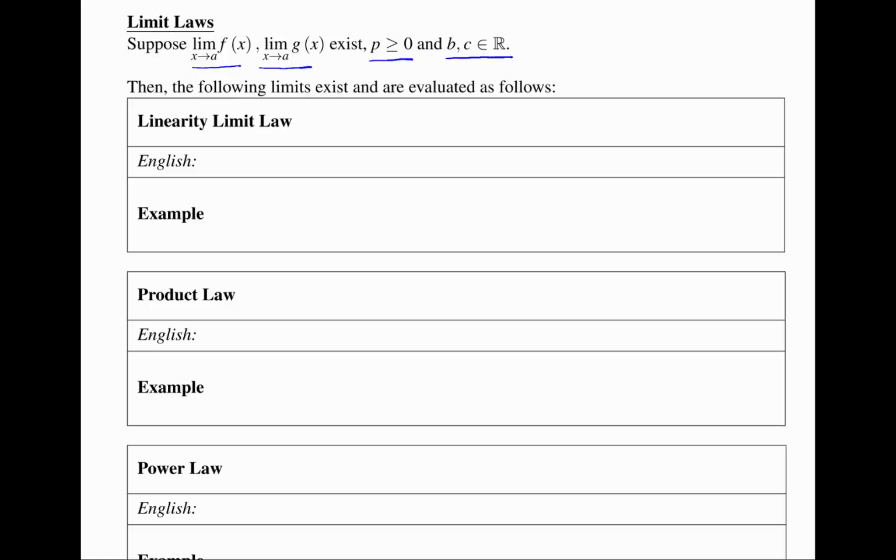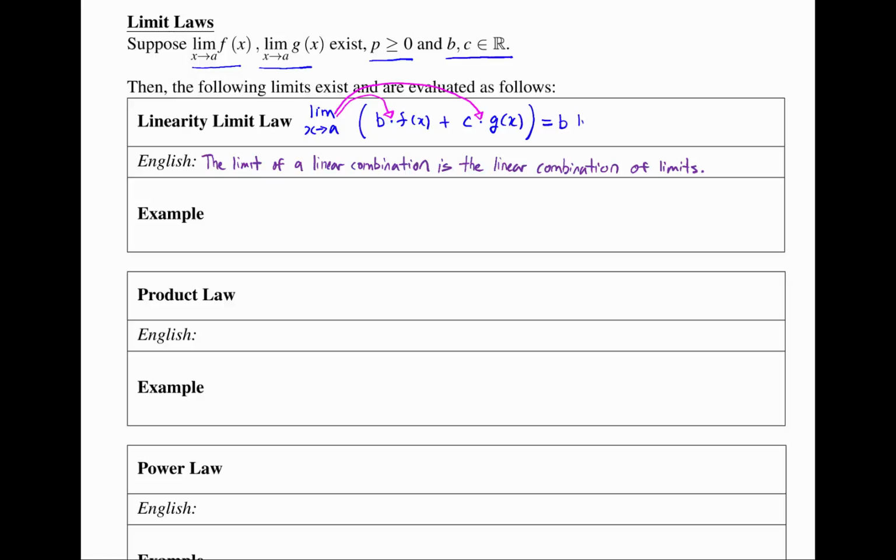The linearity law in English says the limit of a linear combination is a linear combination of limits. In mathematics, this becomes the limit as x goes to a of b times f of x plus constant c times function g of x is equal to b times the limit as x goes to a of f of x plus c times the limit as x goes to a of g of x. Let's take a simple example.